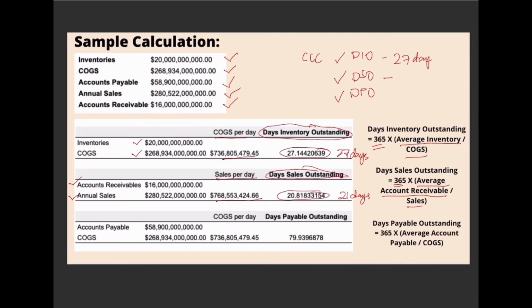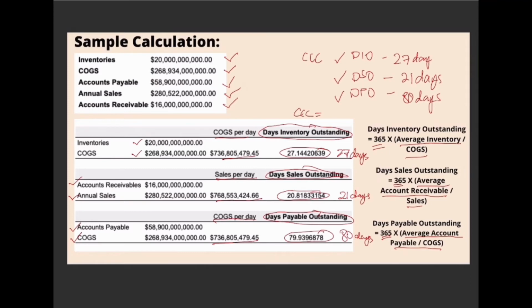And lastly, we need to find the days payable outstanding. So to find that, we need the average account payable divided by cost of goods sold times 365 days. Using the above information again, we can then find that the days payable outstanding is around 79.94, or 80 days. So we have the three information now: days inventory outstanding 27 days, days sales outstanding 21 days, and days payable outstanding 80 days.